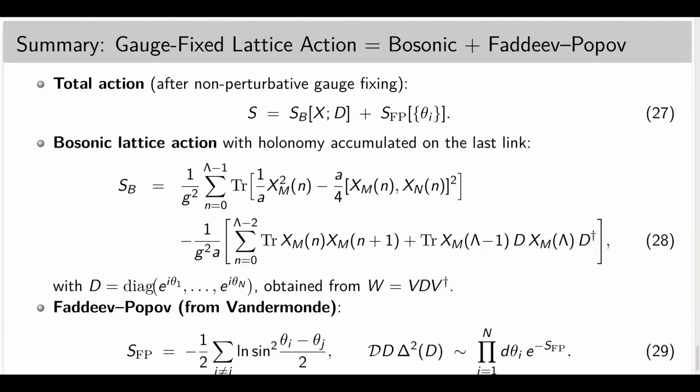Final takeaway, the total action is S equals S sub B plus S sub FP. S sub B is the gauge-fixed bosonic lattice action with kinetic and commutator terms and the holonomy D, diagonal e to the i theta sub i, inserted on the last link. The eigenangle measure yields S sub FP equals minus 1/2 the sum over i not equal j of log sine squared of half the angle difference. Together, S sub B and S sub FP define the gauge-fixed BFSS path integral.